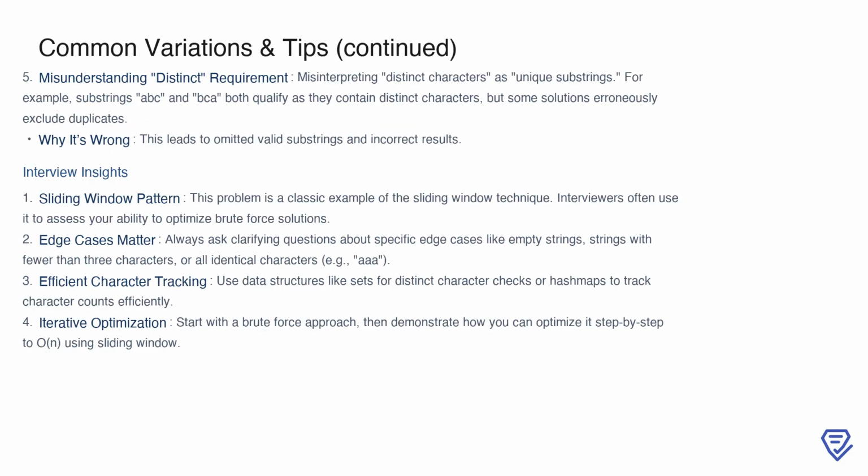Another pitfall to avoid is misunderstanding what distinct characters means in this problem. It refers to the requirement that each character within a substring of size 3 must be unique, not that the substrings themselves must be unique. For instance, both ABC and CA qualify as valid substrings because their characters are distinct, but some solutions mistakenly exclude valid substrings by misinterpreting this requirement.